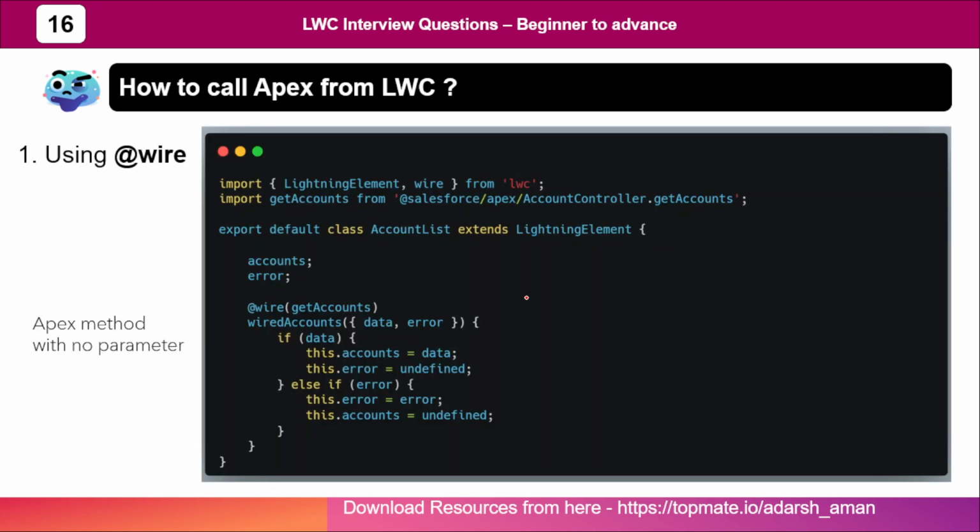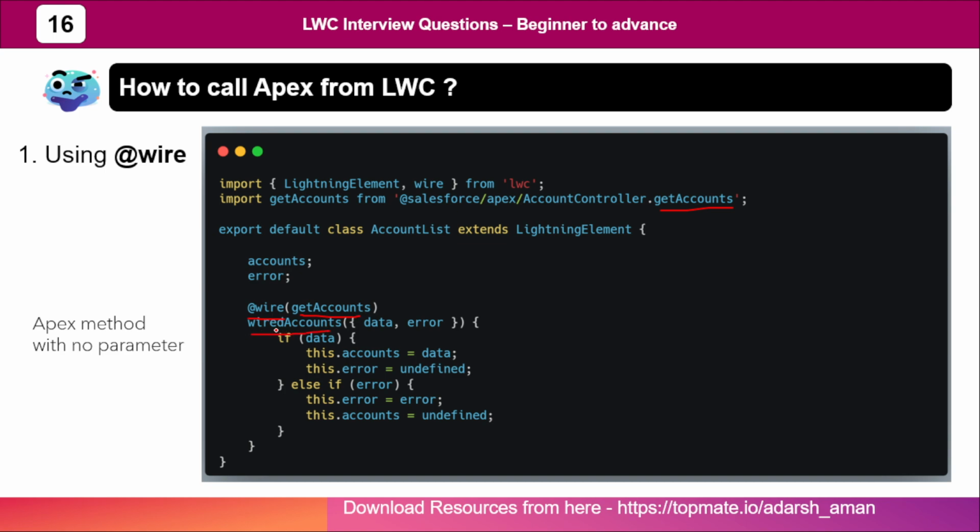So let us understand with the help of an example. Here we are calling an Apex method that does not have any parameter. First we need to write the @wire decorator, and this getAccounts is what we are importing. We have this Apex class and then the method name. That we have to write, and here we can give wiredAccounts.